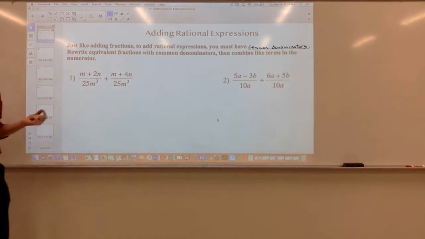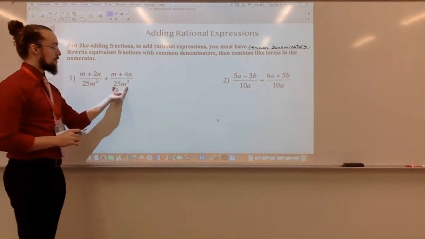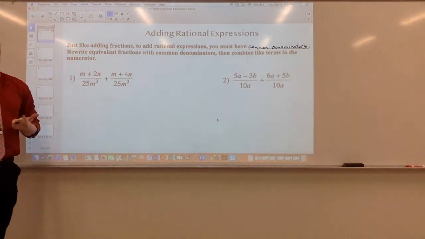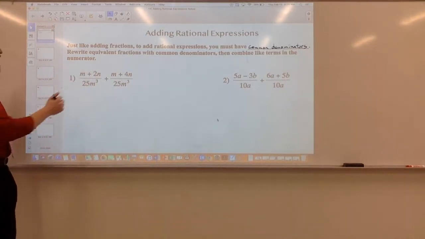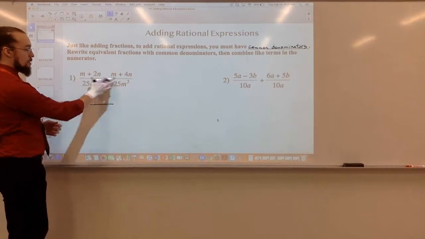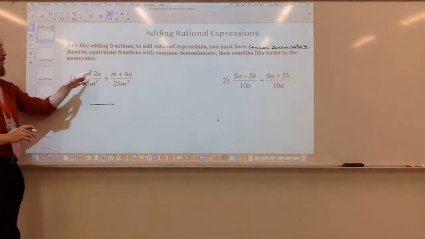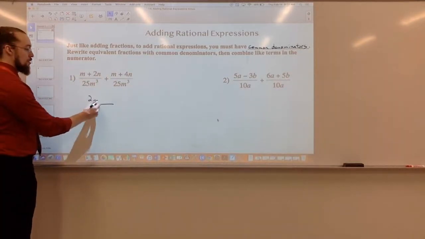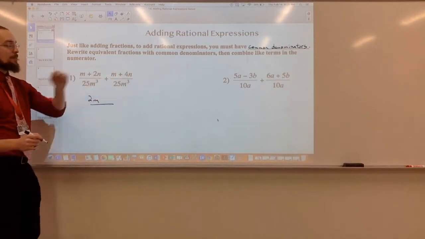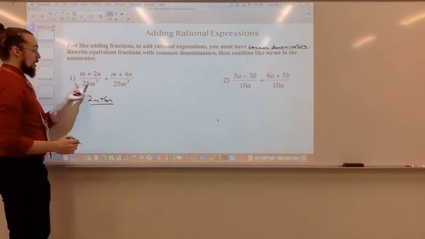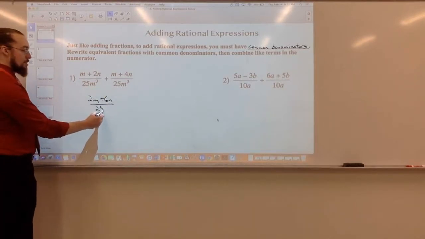So when I'm adding fractions together, once I have common denominators, I just add the numerators together. In this case, that would mean combining like terms in the numerators. So what are my like terms? How would I add these two numerators together? Yeah, m plus m would be 2m, and 2n plus 4n would be 6n. Now my denominator stays the same.